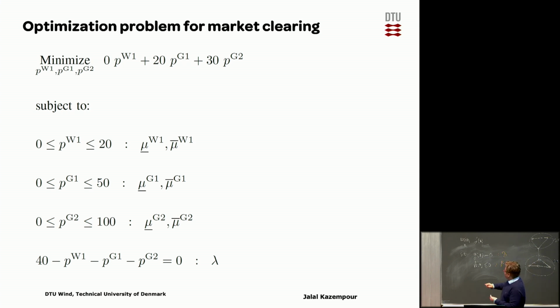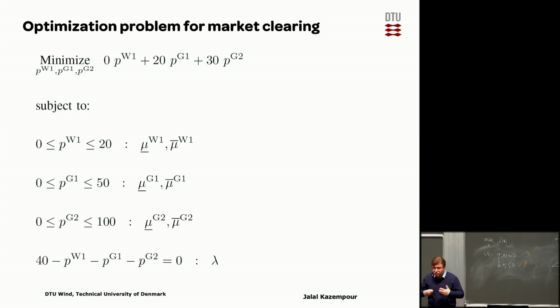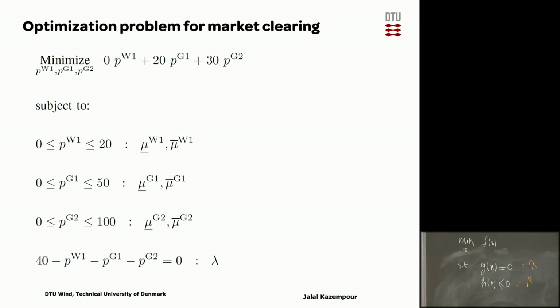So here in this case, you are minimizing. You have three variables, PW1, PG1, PG2. What are they? They are production level of W1, G1, G2. Then your objective function is 0 times PW1 plus 20 times PG1 plus 30 times PG2. What are 0, 20, 30? They are the offer price of 3 generators. You receive that as input data. Clear?